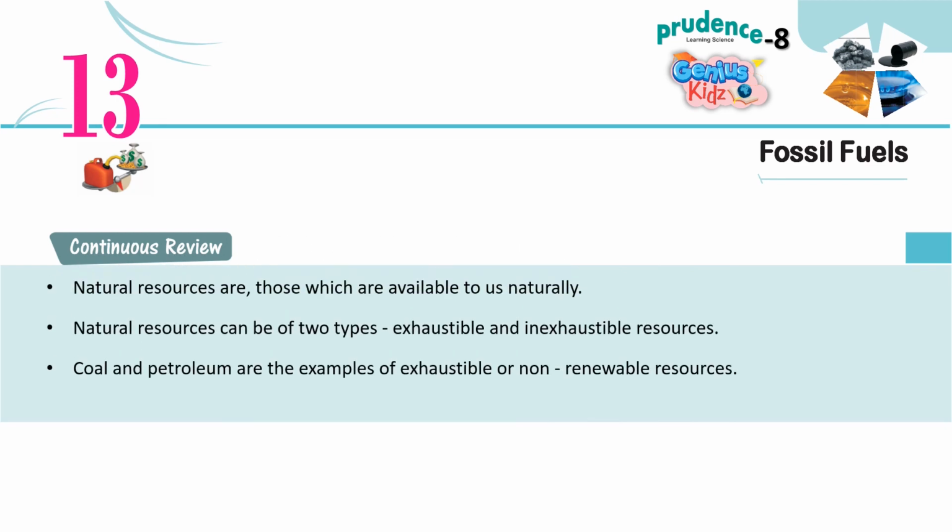Continuous review. Natural resources are those which are available to us naturally. Natural resources can be of two types: exhaustible and inexhaustible resources. Coal and petroleum are the examples of exhaustible or non-renewable resources.